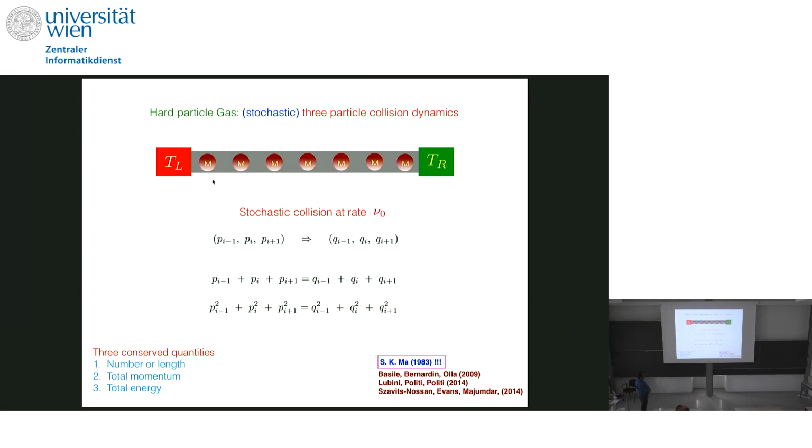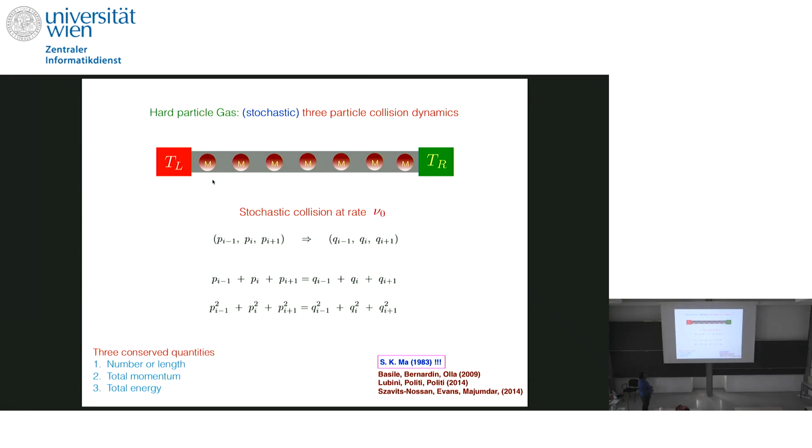So this dynamics actually conserves three quantities, of course: the number, total momentum, and total energy. Such conserving three-particle collision terms are also used by Sanken Ma, actually the same model, and he predicted that this system would have Fourier behavior, the normal transport, but this system actually exhibits anomalous transport. And such collisions are also considered in other models by Cedric and Stefan Ola, and also in coarsening processes.